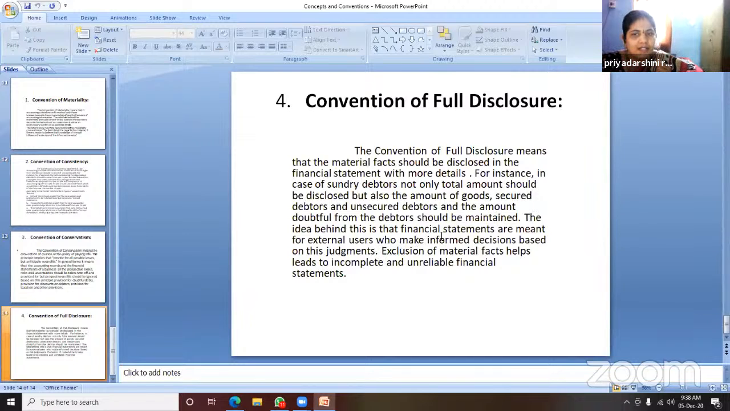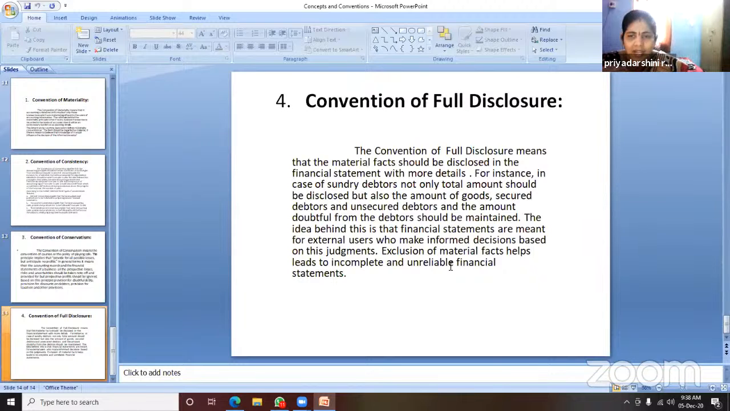The idea behind this is that the financial statements are meant for external users who make informed decisions based on these judgments. Exclusion of material facts leads to incomplete and unreliable financial statements. We have discussed reliable statements. We have to provide reliable statements to the users. What is reliable? That must be trustworthy. Whatever the information provided, it must be trustworthy, believed by the users. You have to provide full information regarding particular data so that it helps the user to make informed decisions based upon this information provided. We should not exclude any material.